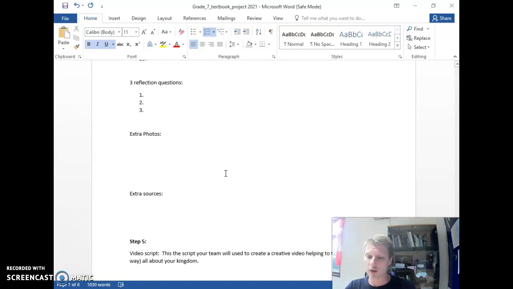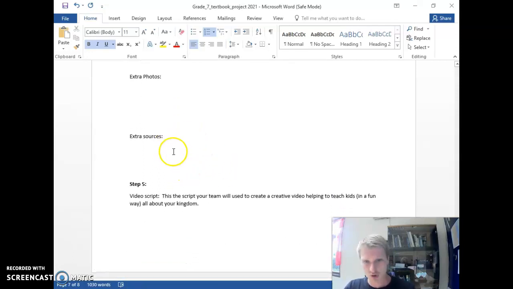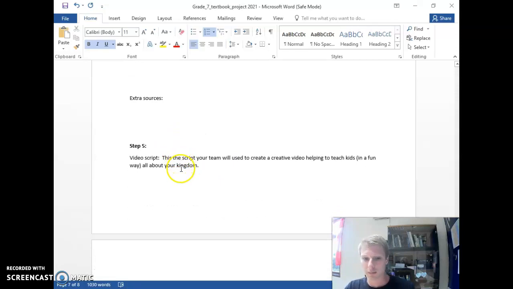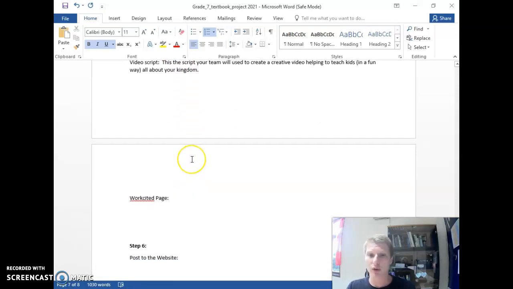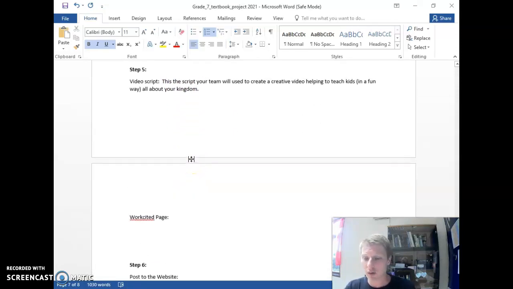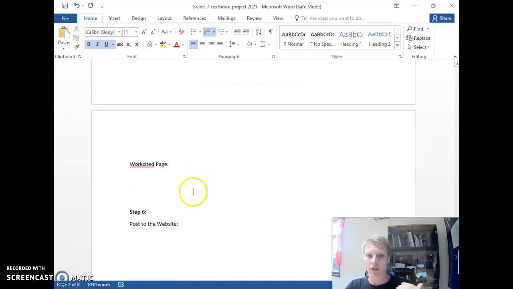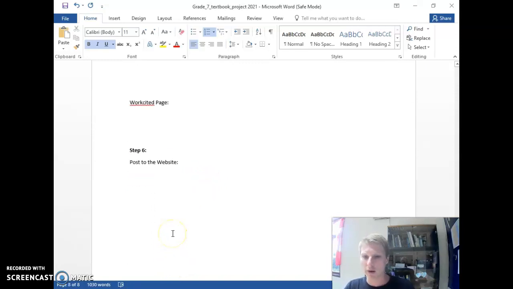Any extra photos, include those here. Any extra sources, so you can put those into your works cited page. And then in here, you will create your script. Now, your video is going to be anywhere from 5 to 10 minutes, retelling the story through a fun, creative way. Works cited page, put it all up on the website, sign it off, get Mr. Chris to check it, and then you are finished.